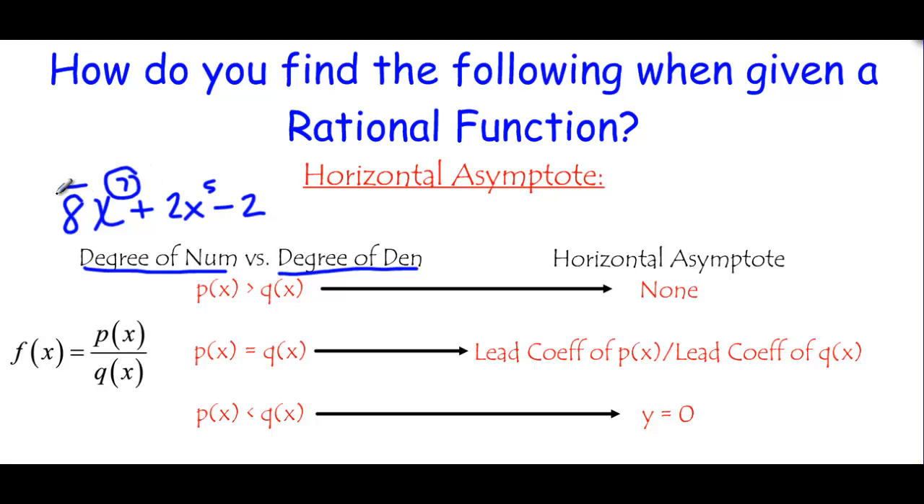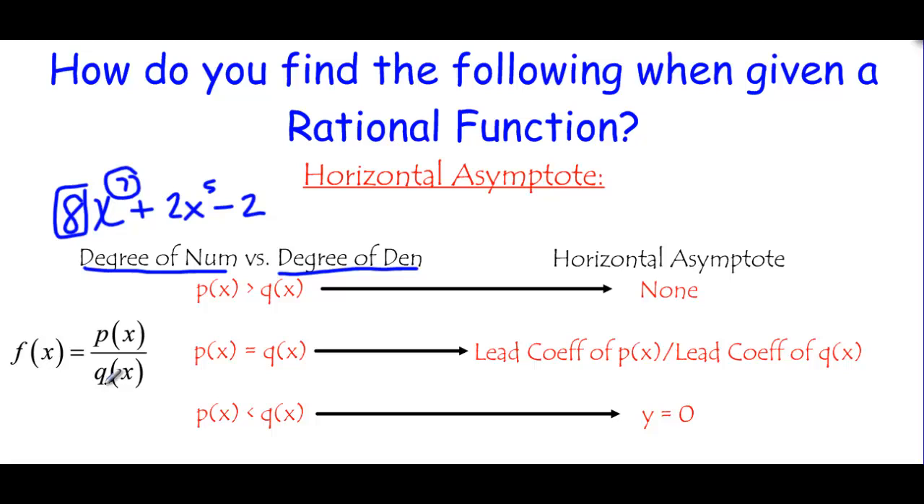And we call the 8 a lead coefficient. It's the coefficient, our constant value, in front of our x with the largest exponent. Well, what we're going to do is find the degree of the numerator and the same place the degree of the denominator and make a comparison. If the numerator is larger than the denominator degree, we actually don't get any horizontal asymptote. We actually get something called a slant asymptote, which I'll just briefly talk about later in this chapter.